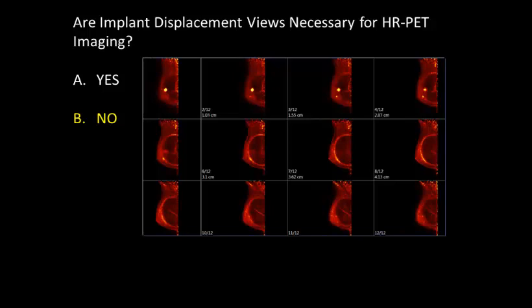You don't have to put a lot of pressure. You just have to use high-resolution PET, and if there's any recurrent cancer or residual cancer left behind, you will be able to see it.